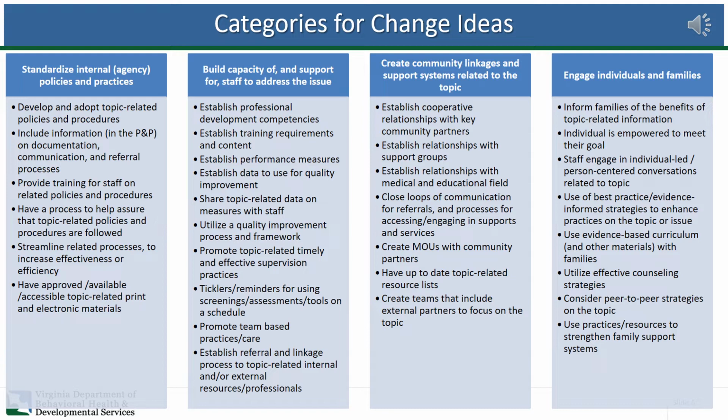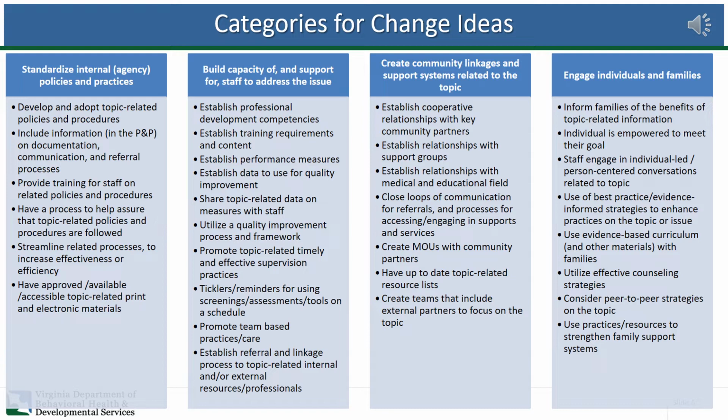So within each of these is basically a menu of ideas that you could consider as you are selecting changes for your project. For example, under standardizing internal policies and practices, this includes developing and adopting policies and procedures related to the topic that you're interested in. Other ideas here include streamlining related processes to increase effectiveness or efficiency, and having approved, available, and accessible print and electronic materials related to your topic.